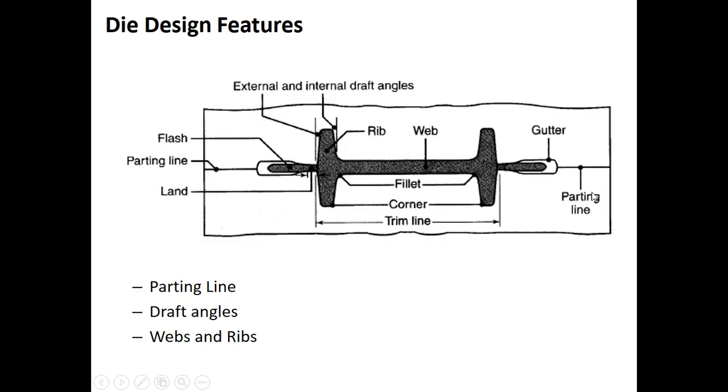Next, we are going to discuss the die design features. Please have a look at the schematic diagram which I have put in this slide. The terminology for forging dies is shown in this figure. You can see different terms like parting line, draft angles, webs and ribs, gutter, fillet radii, corner radii, trim line, land. So you can see different types of nomenclatures. We are going to discuss in detail what all these nomenclatures denote.